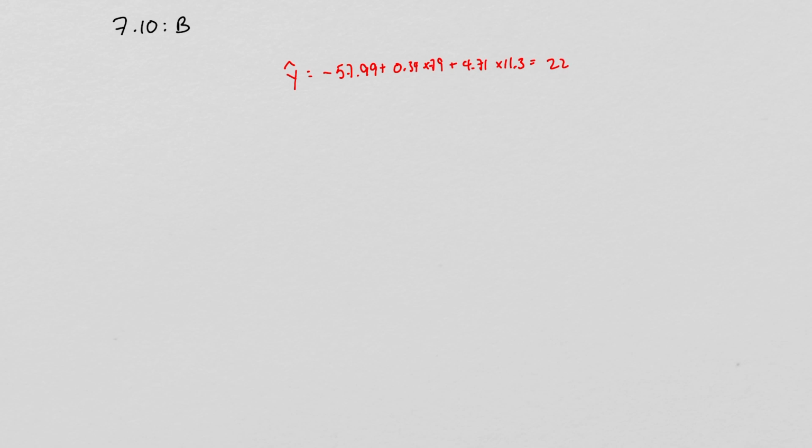From 7.10b, the line is something like this: minus 57.99 plus 0.34 times 79 plus 4.71 times 11.3, which is about 22.1, which is less than 24.2. So the model underestimates the volume of the tree by about 2 cubic feet.